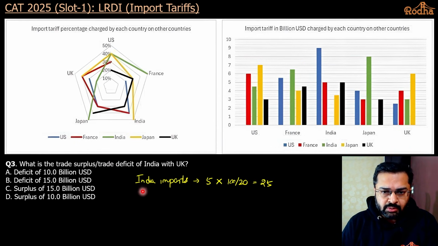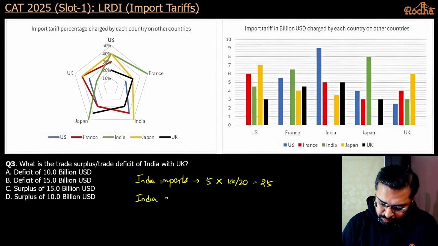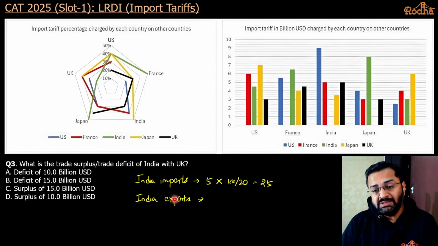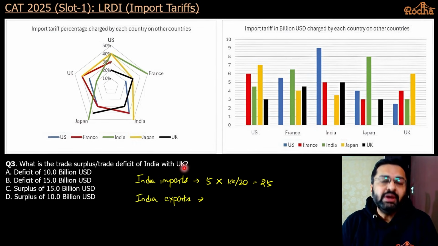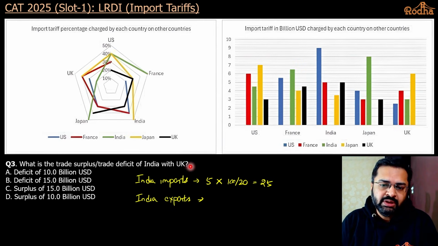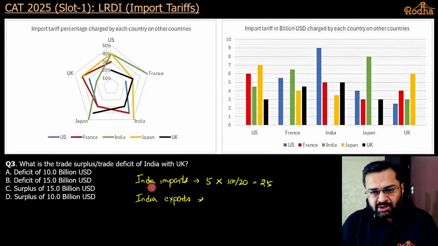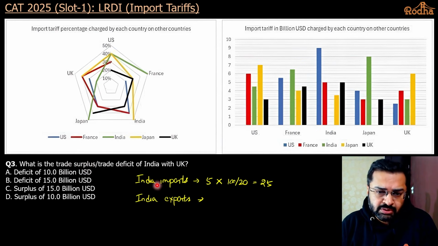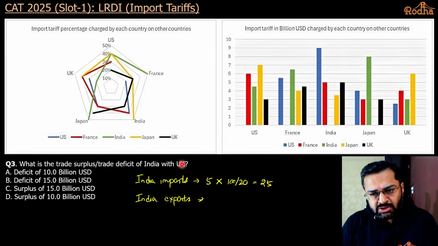Right? Now, if you talk about what India exports, if we talk about this, what India exports, so this basically is the same as what UK imports, right? So UK imports from India. India exports to UK, so that's the same thing as UK importing something from India. But I have written it in the form of India only because we are talking about the trade surplus and deficit of India with reference to UK. So India exports is same as UK imports.